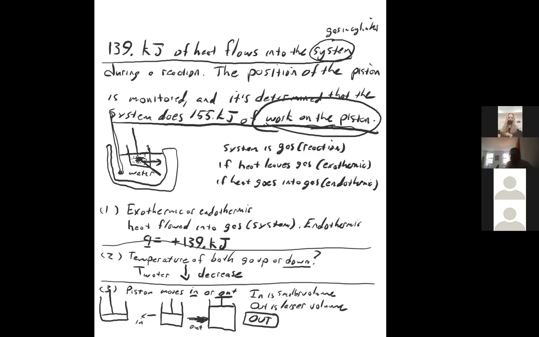If it says that the piston does work on the system, or the piston does work on the gas, or the piston does work on the reaction, then that would mean in. Okay, so again, think about it like a bicycle tire. You're doing work on the gas. If the gas pushes your hand back out, then the gas is doing work on you. It's pushing you. Okay, so this would be out.